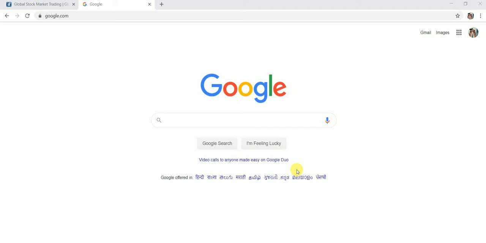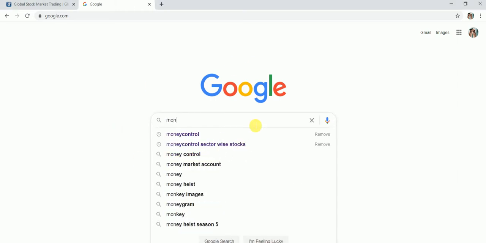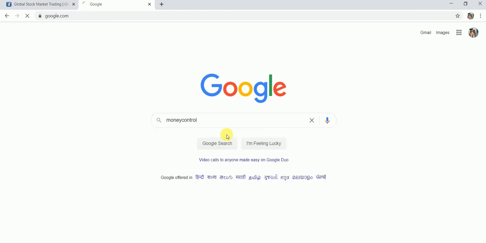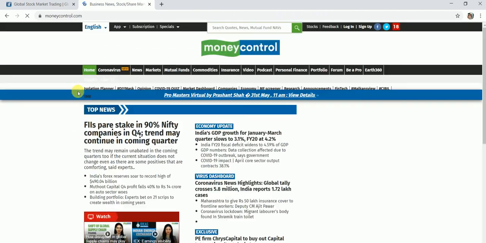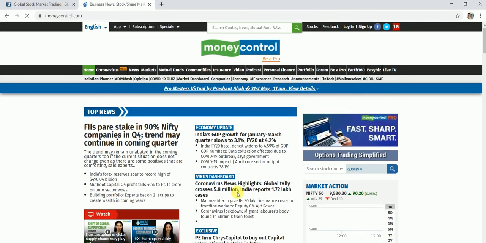Hi friends, are you new to stock market? Then you must really know about a website called Money Control. Just go to Google and type Money Control. So, this is the website of Money Control.